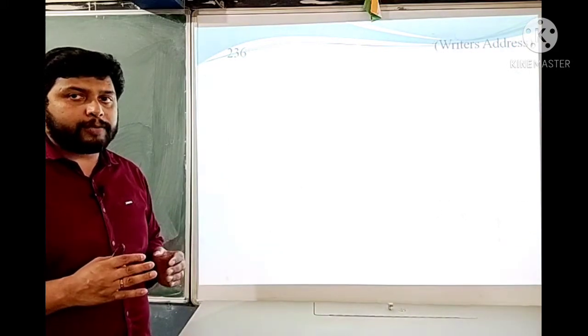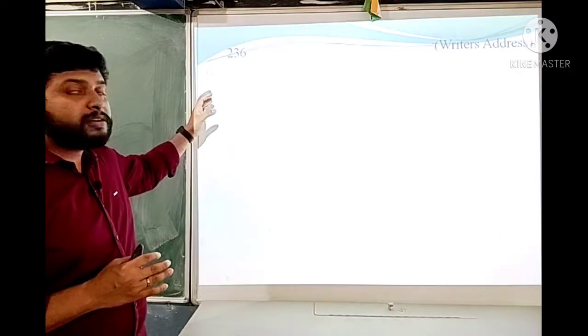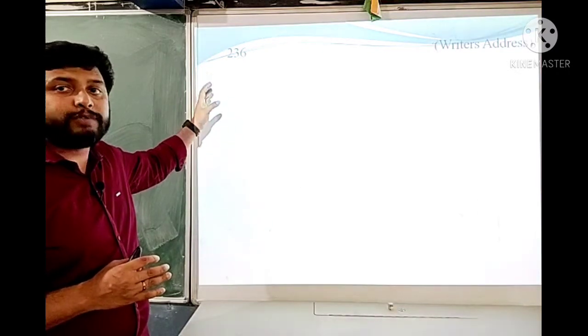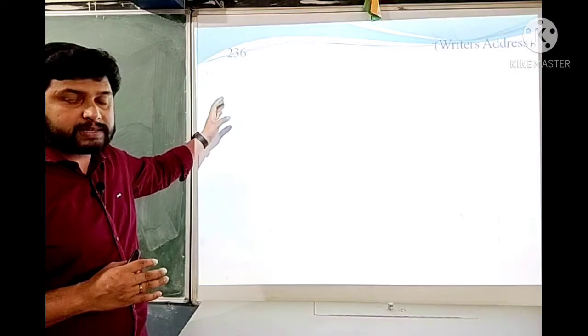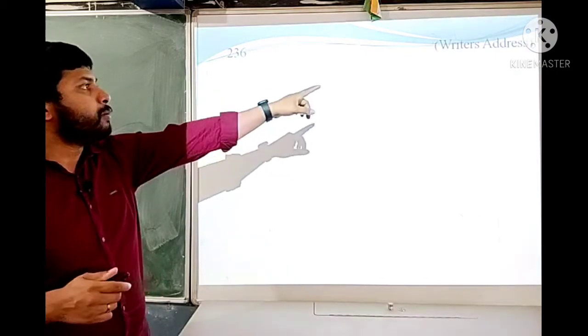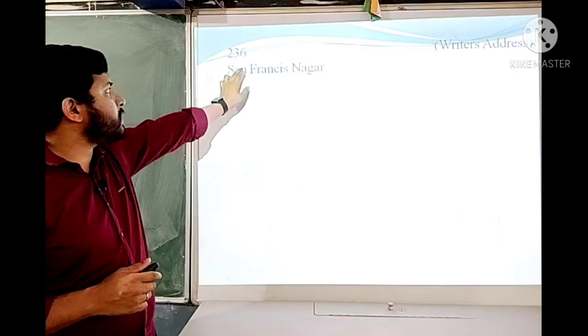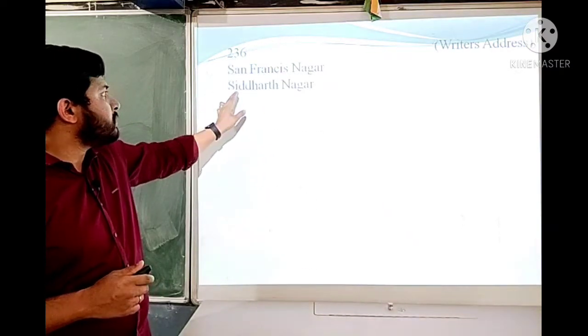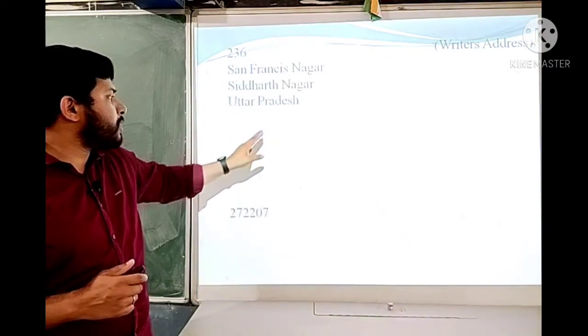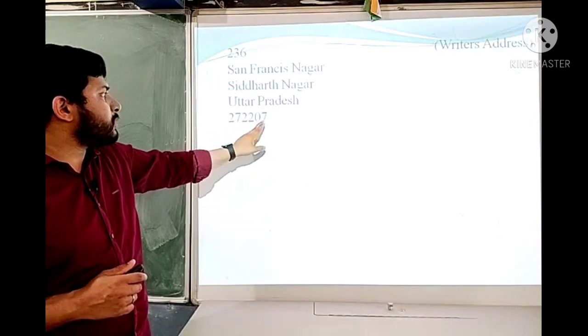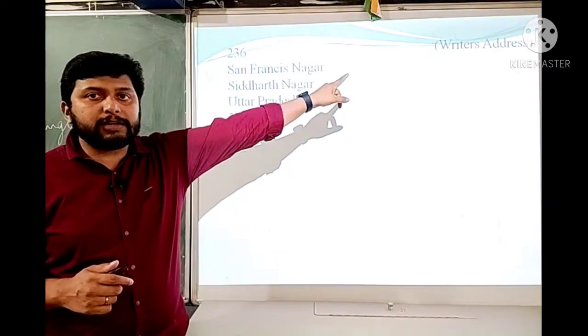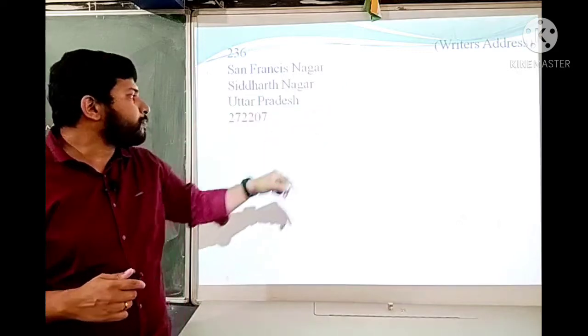But before we wind up, let's see the structure of those points which we have discussed today. See, writer's address, there comes 326 St. Francis Nagar, Siddharth Nagar, Uttar Pradesh 272207. It is writer's address. Okay.